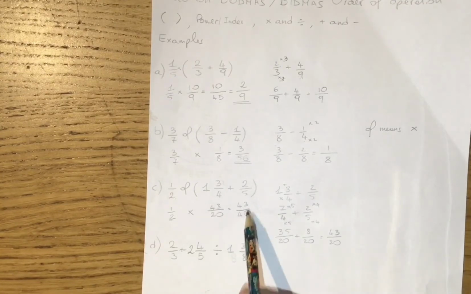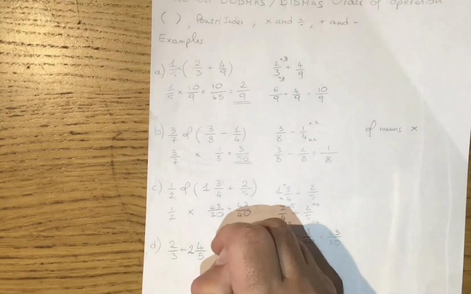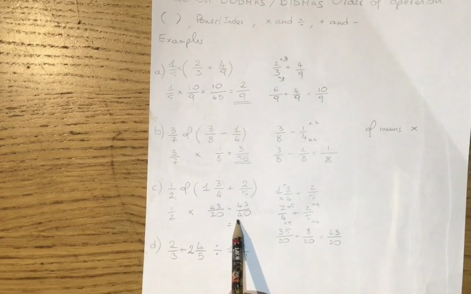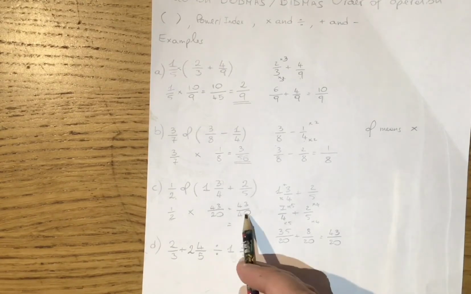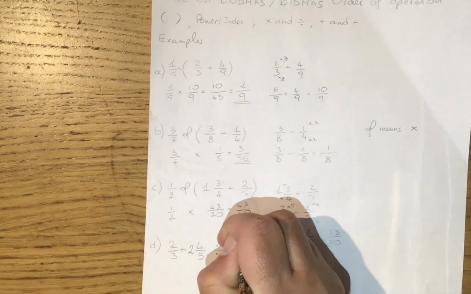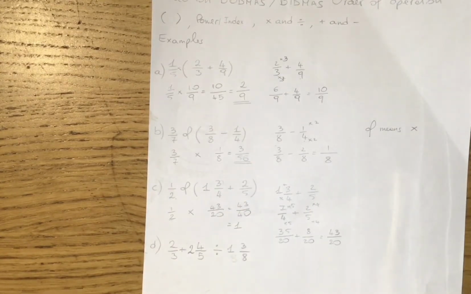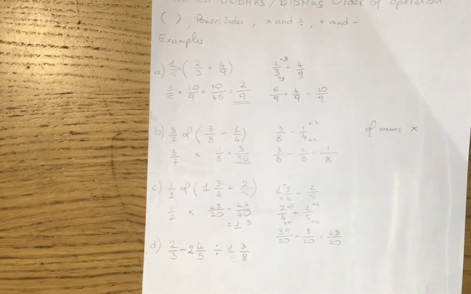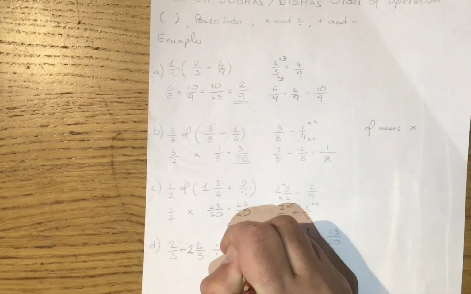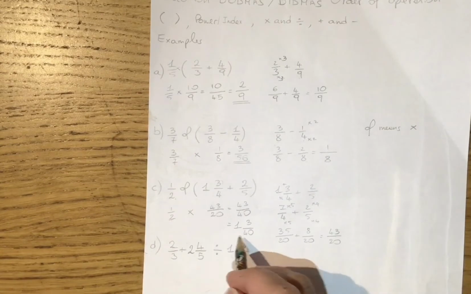Now, this is a top-heavy fraction. I want to leave my answer as a mixed number. How many times does the denominator go into the numerator? How many 40s go in 43? 1. What's the remainder? 3. And the denominator stays the same. And that's the final answer.